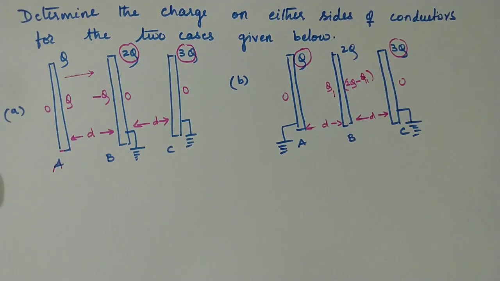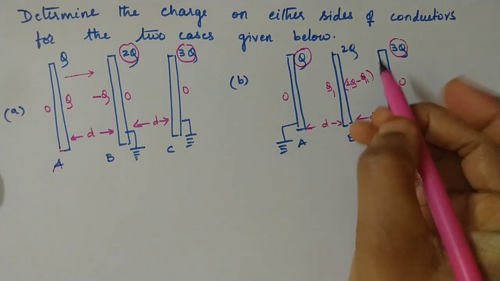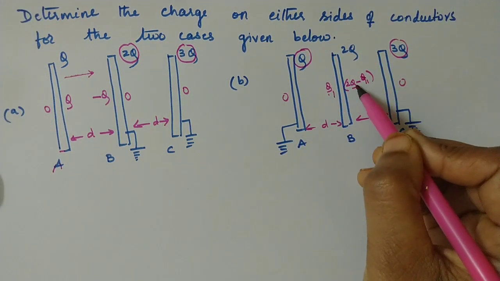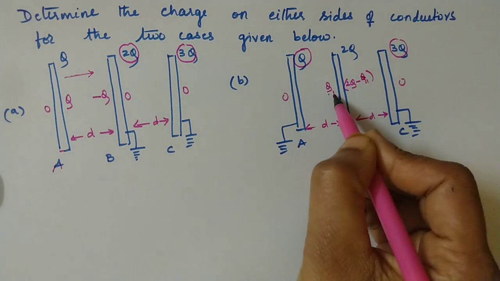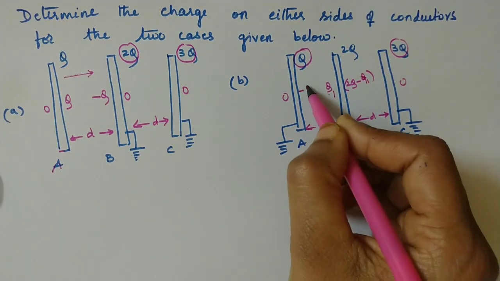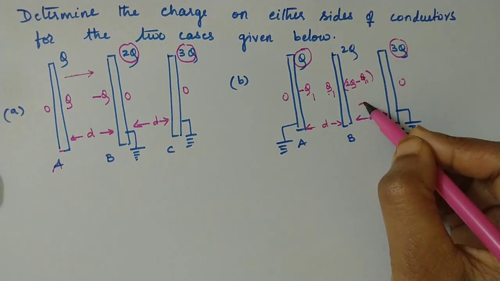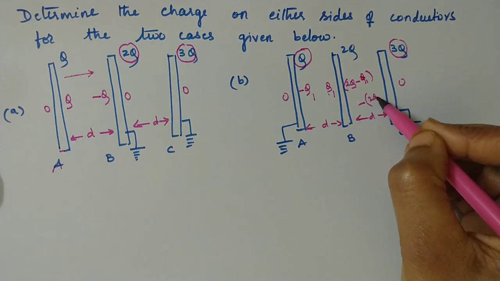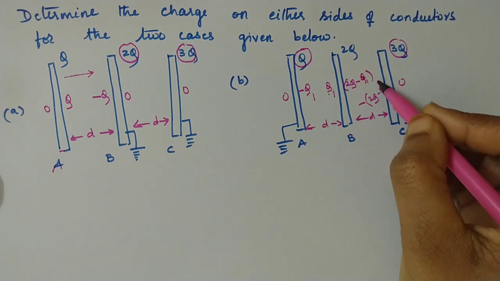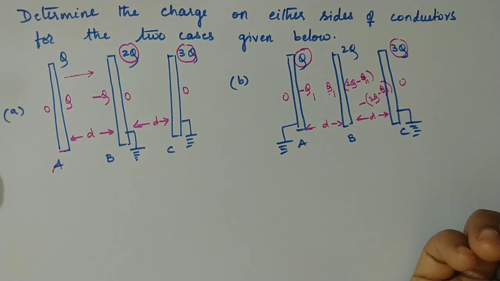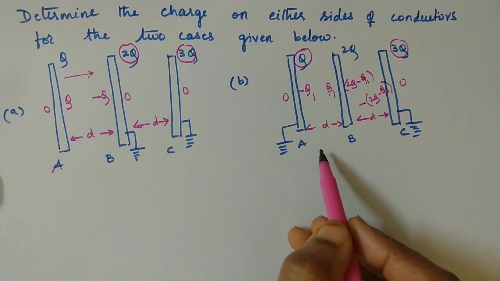I repeat, charge on this, 2q, I took it as q1 on one side, other side it is 2q minus q1. If this is q1, this should be minus q1. If this is 2q minus q1, here charge should be minus of 2q minus q1. Now we need to find out the value of q1. Now look at this method.